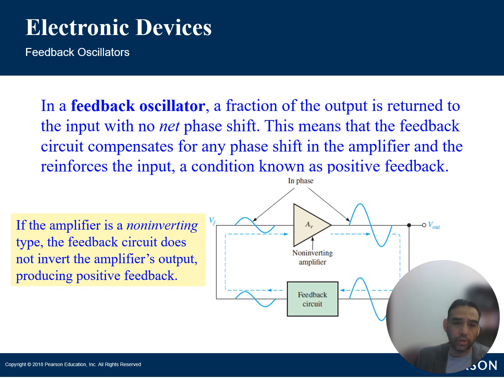Okay, here we see a diagram where we see a non-inverting amplifier. So you'll have the input into the non-inverting, and the output, you'll see that it's in phase with the input. So it says here that the feedback circuit does not invert the amplifier's output. Obviously, it's in phase with the input, and so this produces what's called positive feedback. Positive feedback leads to chaos.